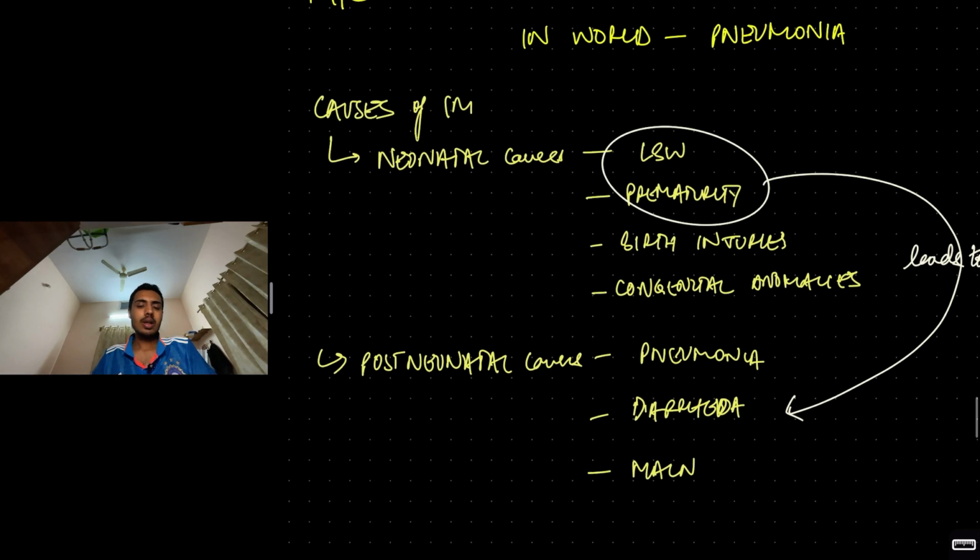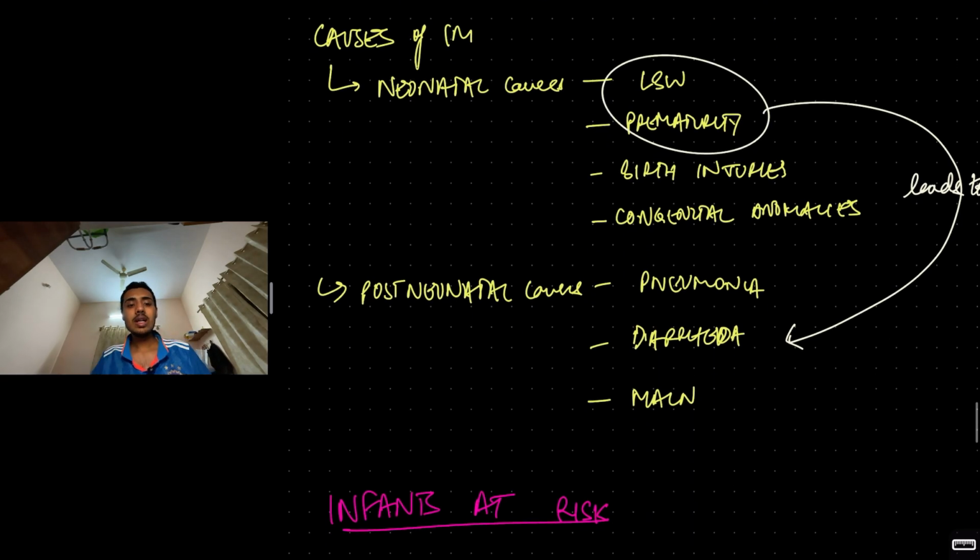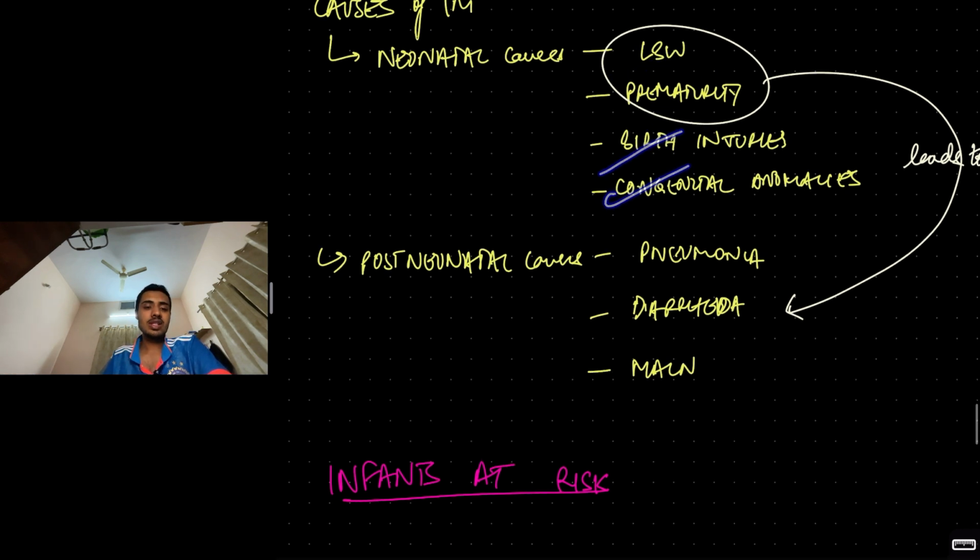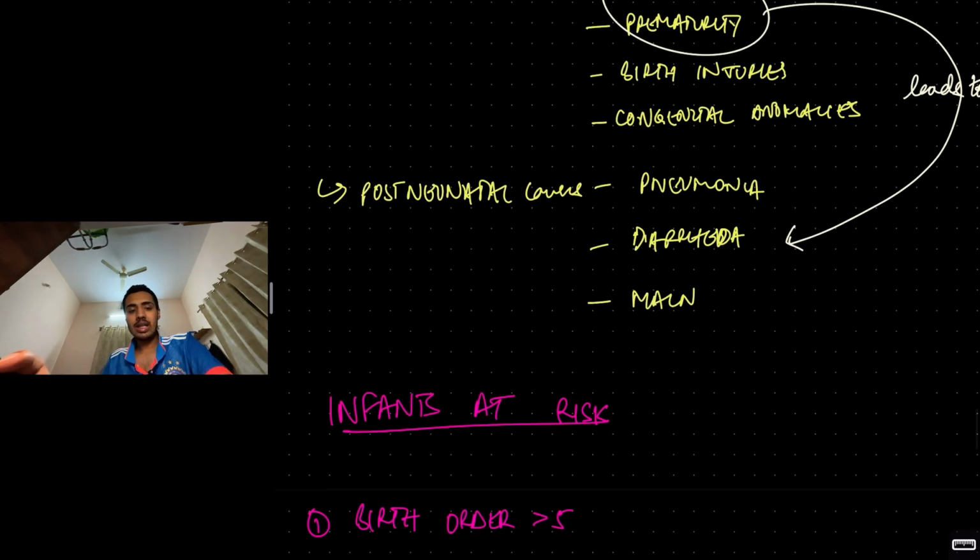Now, let's look at the causes. We can have neonatal causes leading to infant mortality, that is dying within 1 month, and post neonatal, that is after 1 month but before 1 year, because we're talking about infant mortality. So neonatal causes, again, the most common is low birth weight and prematurity. You can also have birth injuries, congenital anomalies, etc. Then you can have post neonatal causes like pneumonia, diarrhea, malnutrition, etc.